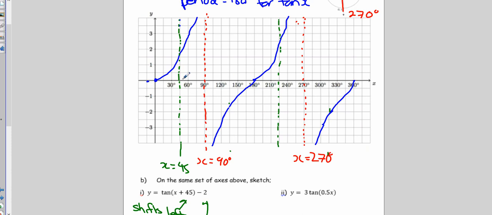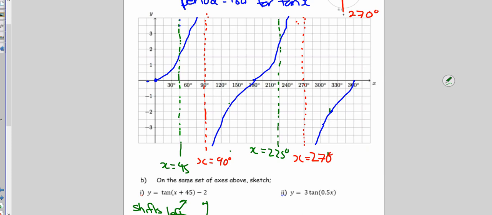See, the asymptotes are kind of every whatever. Which one are you erasing? The one there. So we should only have one at 45 and one at, I think, 225. Yeah, 180 plus 45. 270 minus 45. What's 270 minus 45? 225. 225 degrees for that one.